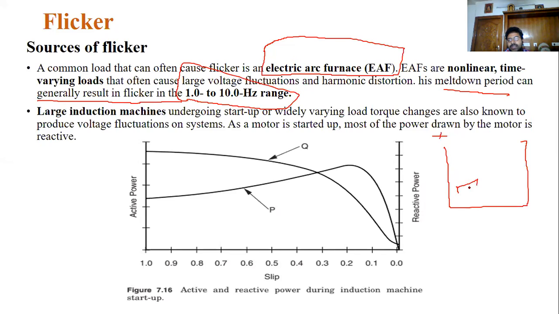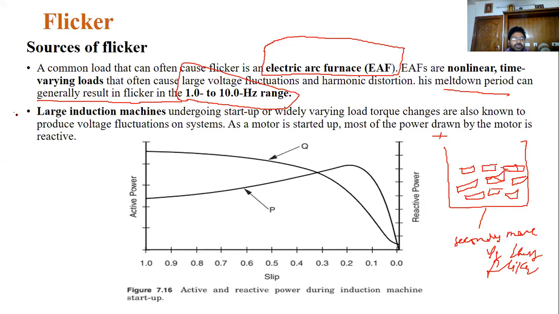As we discussed in the last class, in the starting we consider some iron scraps or iron pieces. At the time of starting, these iron scraps or pieces are trying to melt, and in that situation the electrons present in the iron scraps are moving. This causes large voltage changes on the secondary side of the transformer, which leads to flicker in the system.